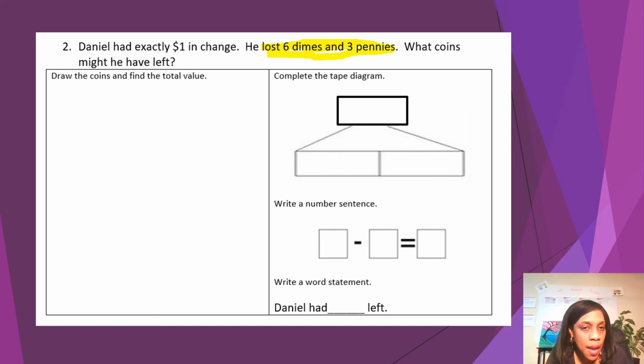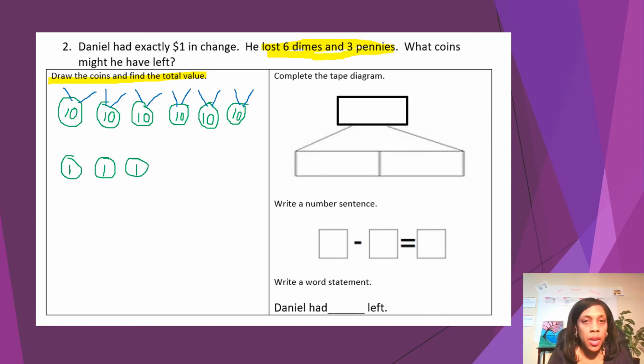Well, first we have to figure out exactly how much he lost. So here we're going to draw our coins to find out the value. Remember, we're going to draw 6 dimes and 3 pennies. In order for us to find out how much he has left, we first have to find out how much money he lost from the dollar bill. It said that he had 6 dimes and 3 pennies.